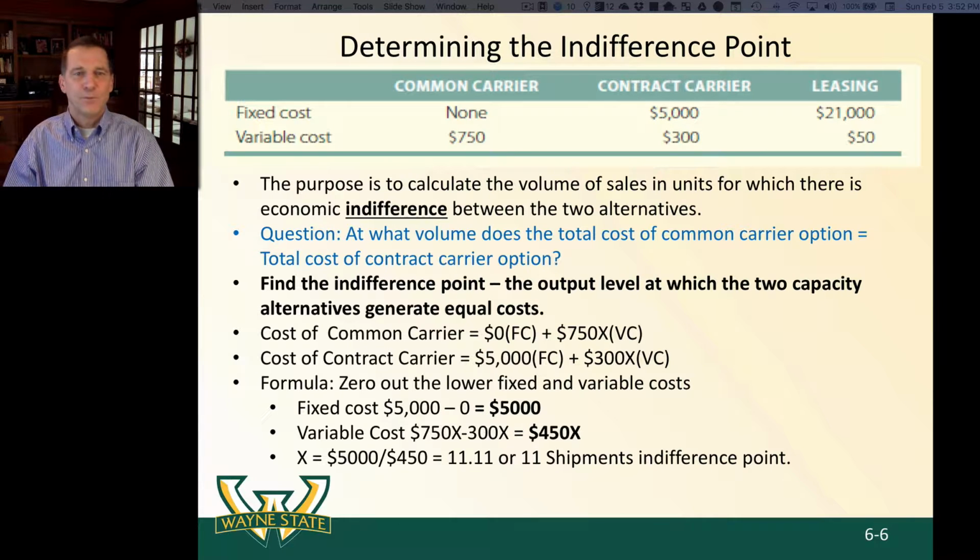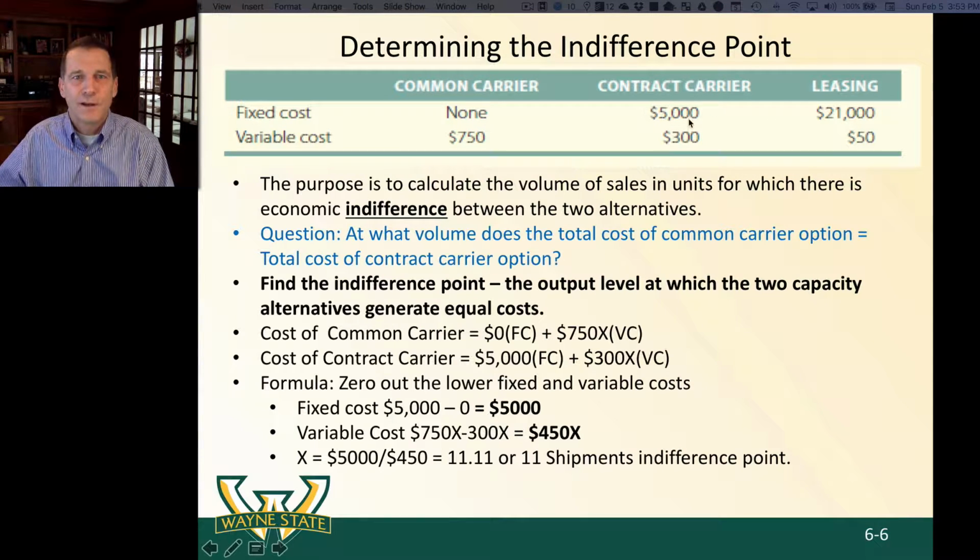So to find the indifference point, which is basically the output level at which the 2 capacity alternatives generate equal cost, this is what we do. We look at the fixed cost and the variable cost for each option. I've added an FC and a VC next to each of those, and you'll see them up in the little graph. Here's common carrier, 0 fixed cost. We just call in the trucks as we need them. There is no fixed cost involved, and we pay $750 in shipment cost every time that we call that truck in and have it delivered to this point, whatever this point is.